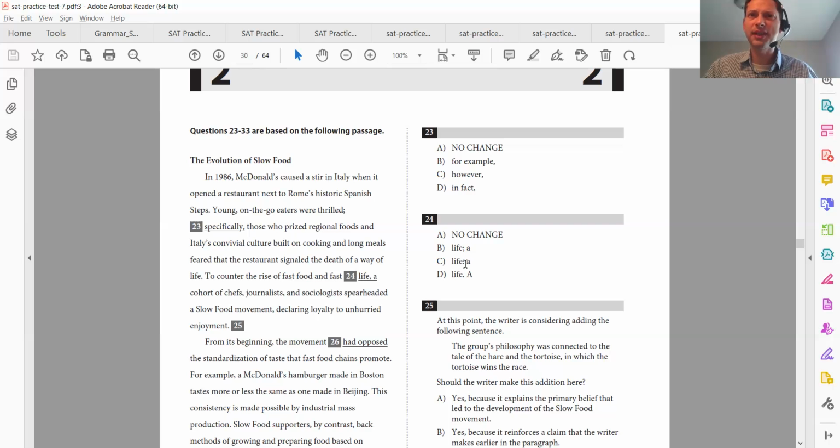To counter the rise of fast food and fast life? No, that's not a sentence. So it can't be C, right? Because before a colon has to be a sentence. So the answer has to be A. I'm not even reading the rest. The answer has to be A. So there you have it. It's actually pretty straightforward. Use these rules in order to get a significant advantage on the SAT English grammar.